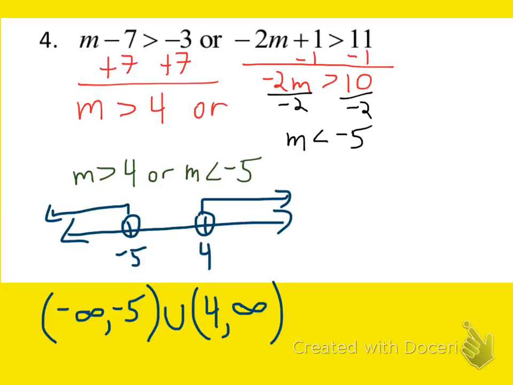So if someone's reading this, they say, okay, the solution to this inequality is all numbers from negative infinity up to negative 5, not including negative 5. Then it skips up to 4, not including 4, and all the way up to infinity. So there's a lot of numbers there that are part of this solution.